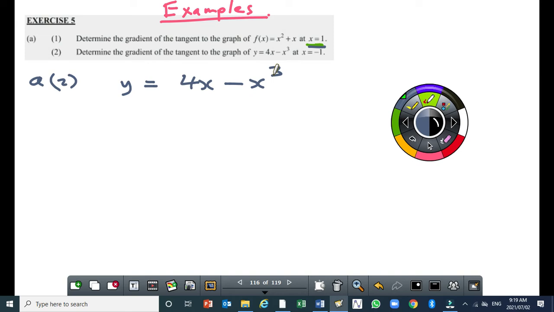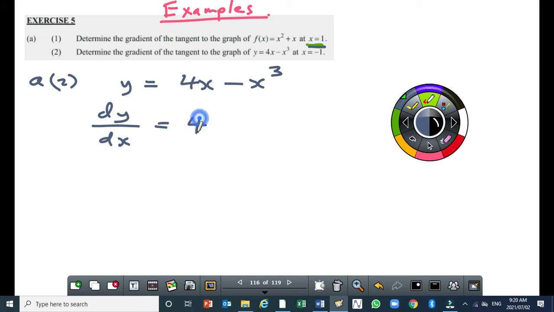What type of a function is that? Cubic. Okay? Now, this is very important for you to know. A cubic function can have 2 tangents. A cubic function can have 2 tangents. Because of that, for this question here, we are going to get a gradient which is going to be one value, but that value can be for 2 points.